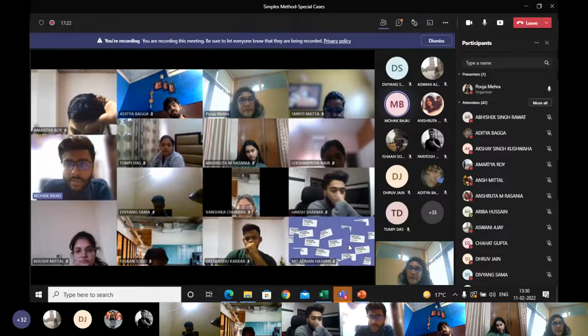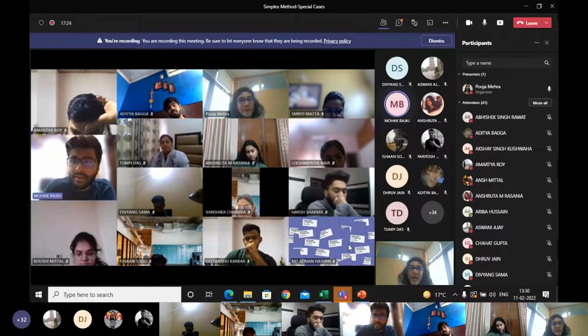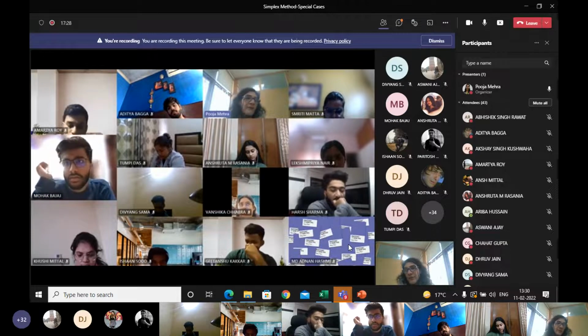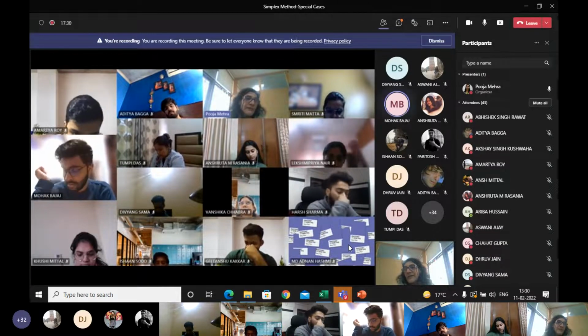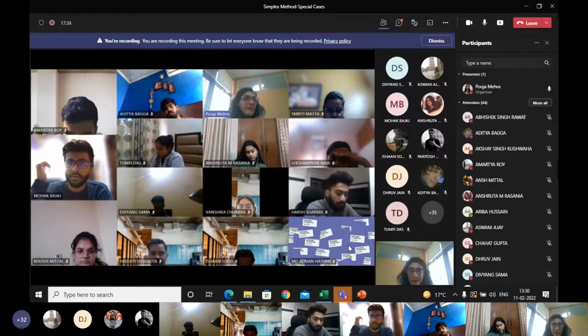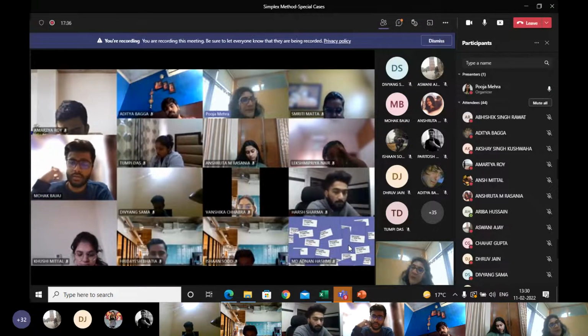Ma'am, please explain the unbounded case once more, how do we identify it? Unbounded problem is when we are unable to decide about the minimum ratio. The criteria for selecting the ratio is that it needs to be the minimum of all the ratios, but it needs to be positive. This is the criteria for the ratio.